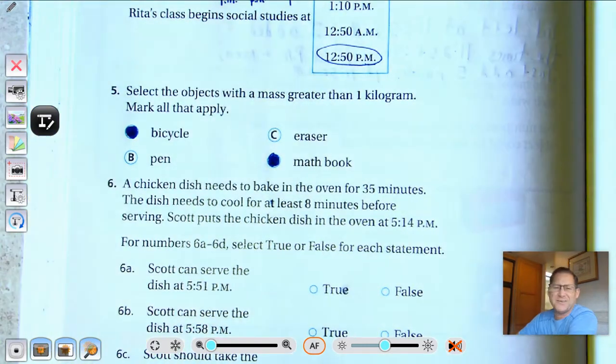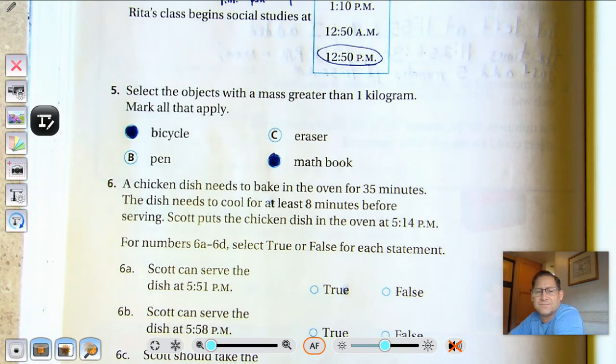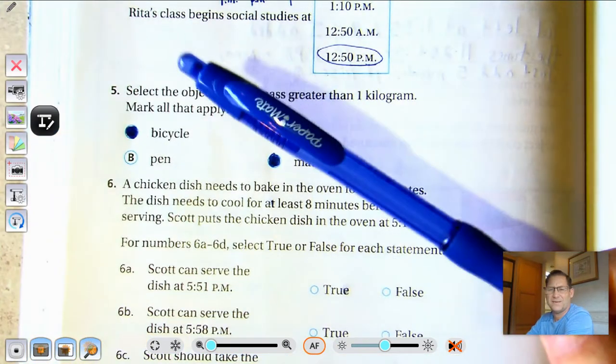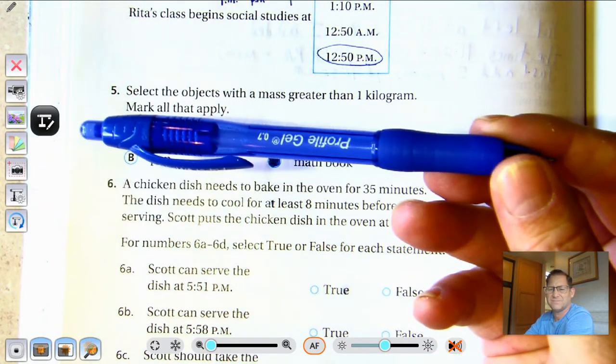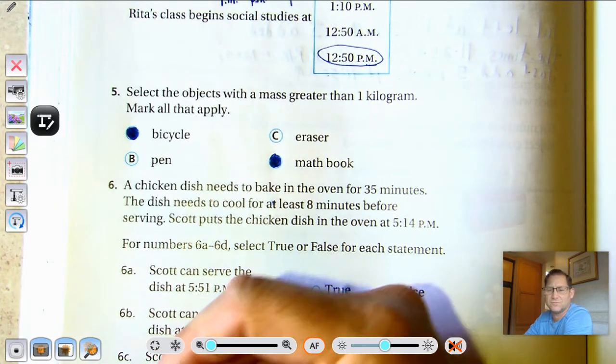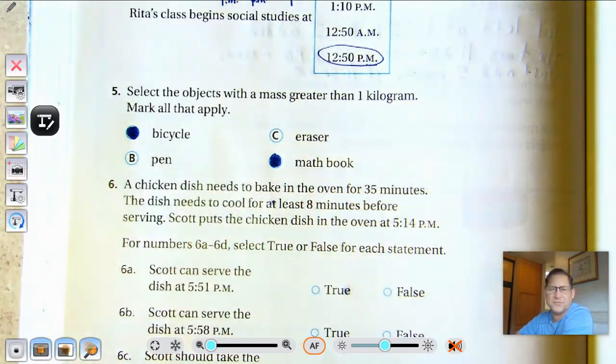But how about an eraser and a pen? Do you think those would be more than the weight of 1,000 paper clips? This pen here, is that more than 1,000 paper clips? No. An eraser? No. Erasers are fairly light. So I think just these two would be something I would measure in kilograms.